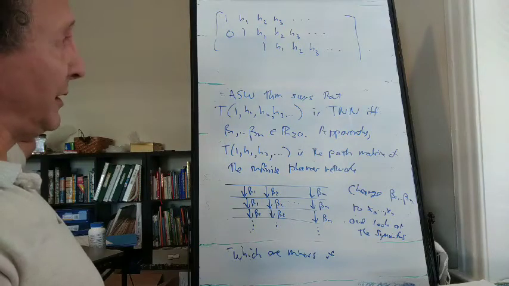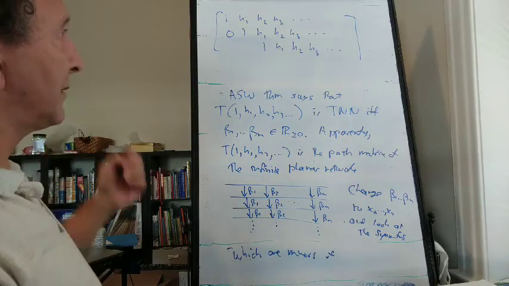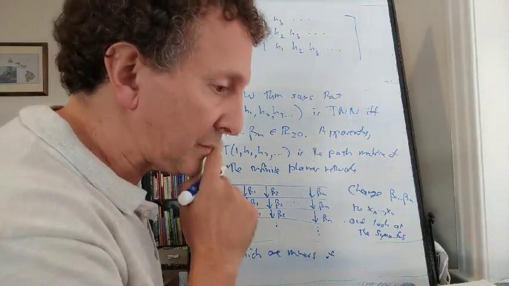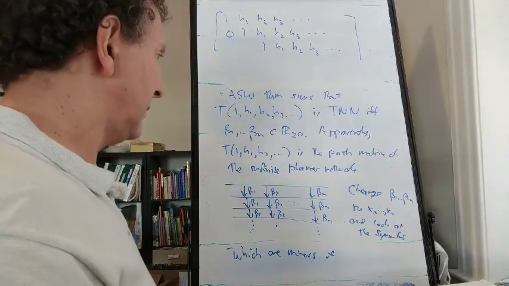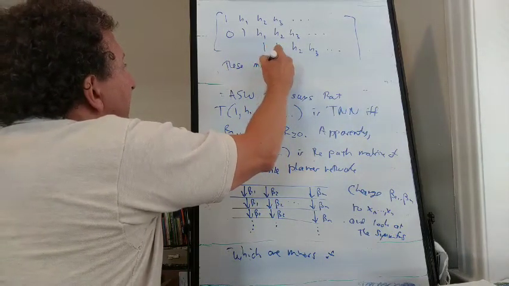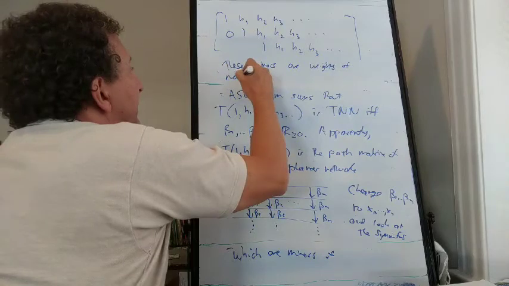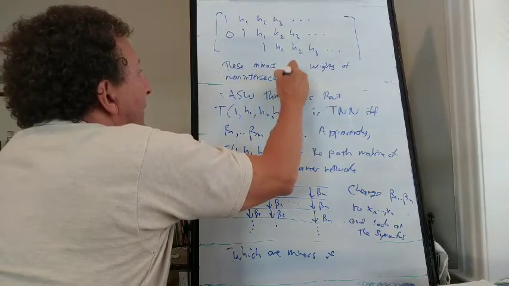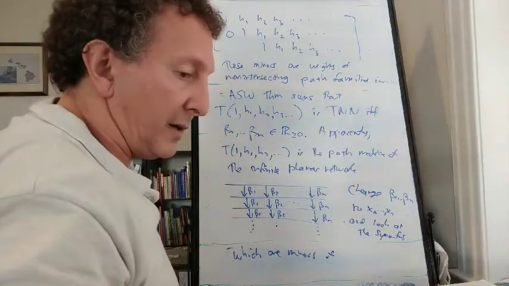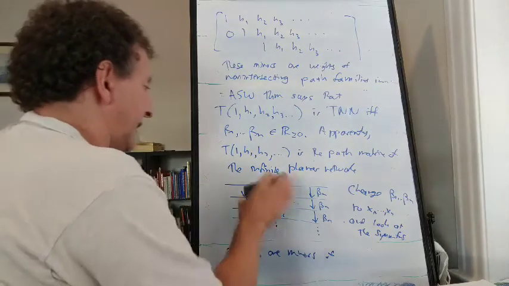Again, the minors are definitely going to be symmetric functions because every minor is a determinant of a submatrix, so it's a sum of products of symmetric functions, and symmetric functions are closed under sum and closed under product. So again, these minors are weights of non-intersecting path families in this planar network where we change the betas to x's. So let me just use this again and I'll change the betas to x's.